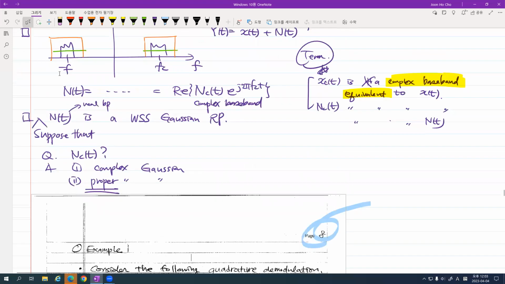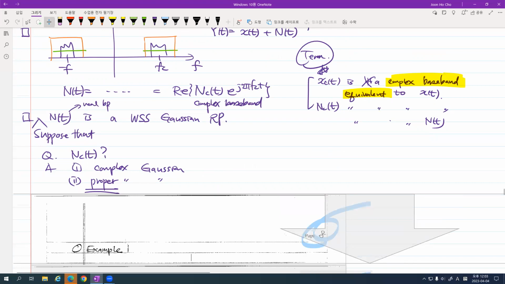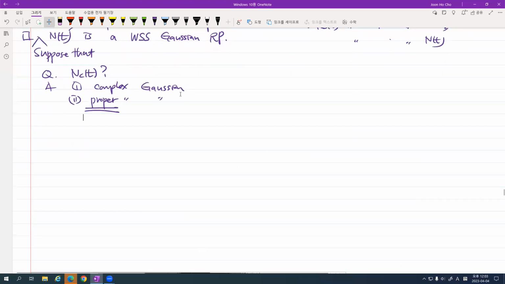Okay, so I believe I have one more topic left before we move to ergodicity. That is widely linear processing. I was very intrigued by this propriety and impropriety of complex baseband equivalents of communication signals when I became a professor. I had no idea when I was a graduate student actually, but after I became a professor, I had very much interest in that.